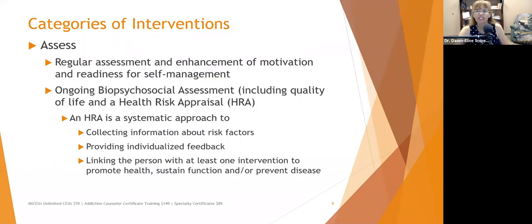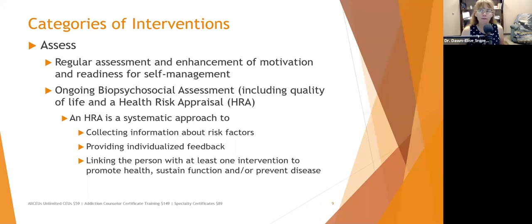Categories of interventions. Your assessment. Regular assessments and enhancement of motivation and readiness for self-management are essential. Some clients really want you to do it all for them, and it's important to enhance their belief that they can self-manage, look towards stepping down levels of care, and encourage them. Regularly assess their motivation level, not just how they're doing, but how's their motivation to continue doing it.